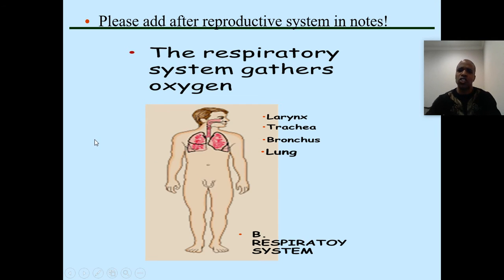The respiratory system gathers oxygen. Some of the parts of the respiratory system are the larynx, the trachea, bronchi, and the lungs.